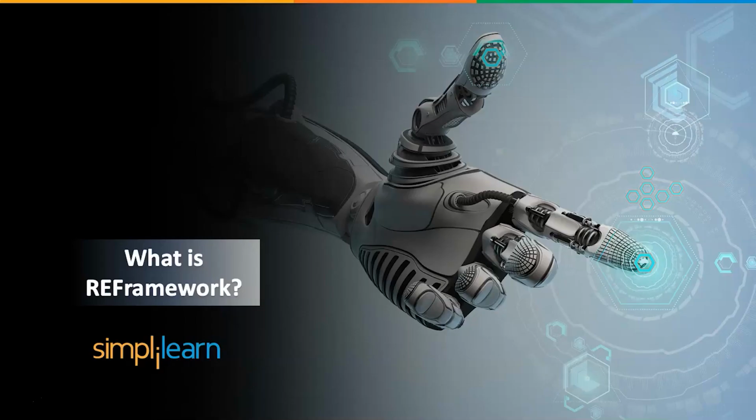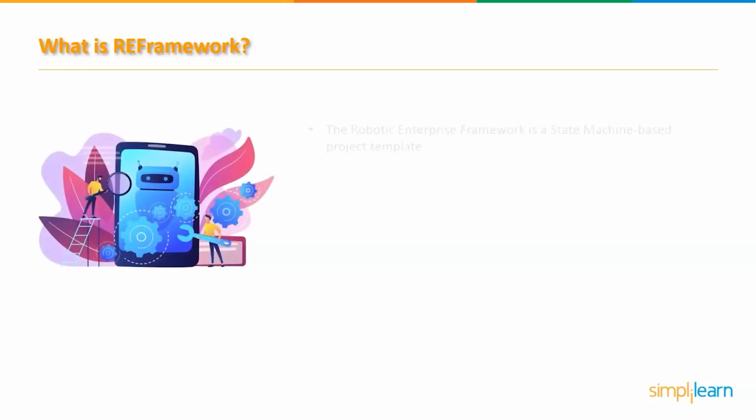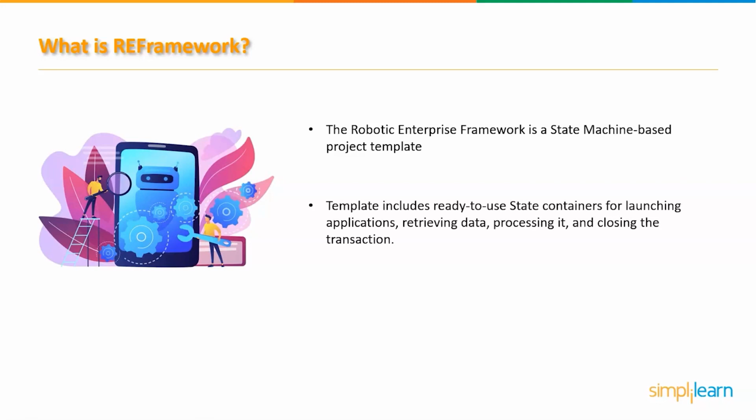What is ReFramework? The Robotic Enterprise Framework is a state machine-based project template. The template includes several ready-to-use state containers for launching applications, retrieving data, processing it, and closing the transaction. These states are linked together by a series of transitions that cover almost every requirement in a typical automation scenario.